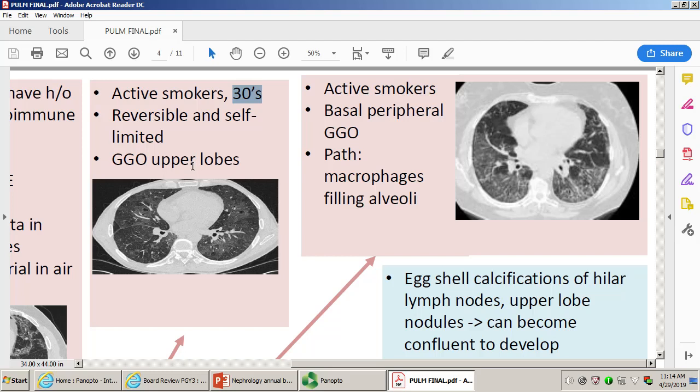So which ones do you associate with smoking? DIP, RBILD, histiocytosis X, pulmonary alveolar proteinosis.